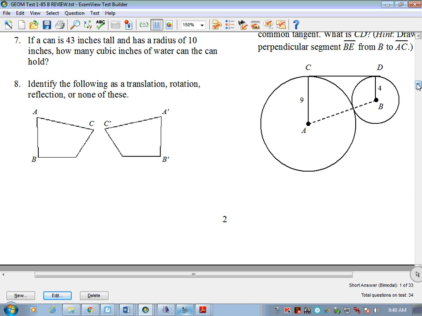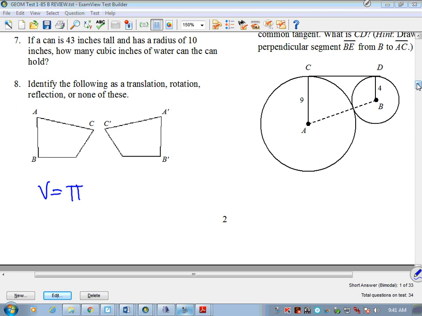What shape is a can? Cylinder. If we're talking about how much water something can hold, what are we talking about? Volume. How do I find the volume of a cylinder? Find the area of the base and multiply it all the way up to the top. So all the way up to the top is represented as what? Height. So how do I find the area of the base of a cylinder? What's the formula for that?